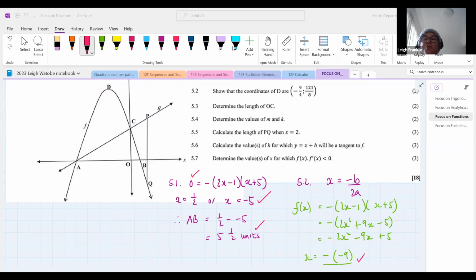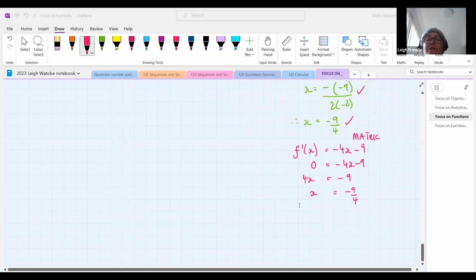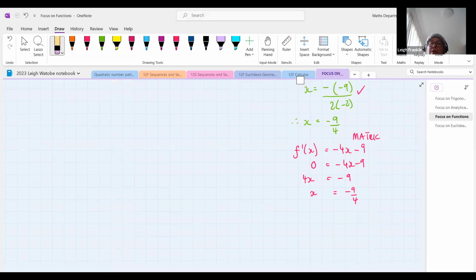Okay, so we're almost finished with this. We still need to show that the y coordinate would be 121 over 8. So I'll come back to you now. All right, so doing the y coordinate next. Oh wow, this whole question is actually only out of 2. So actually we wouldn't get a mark there because we've got that answer already.